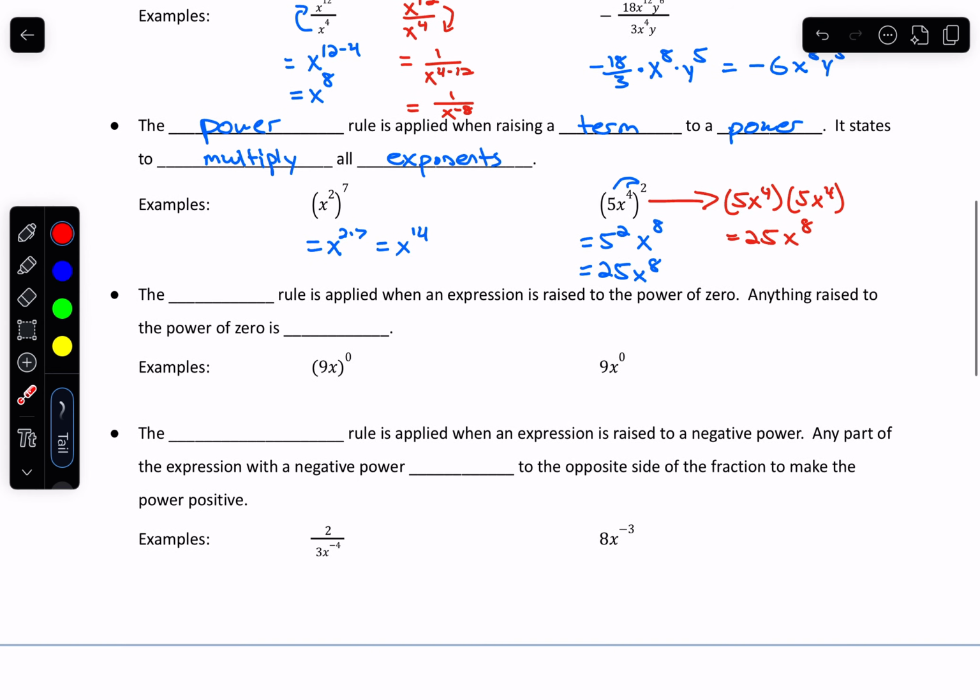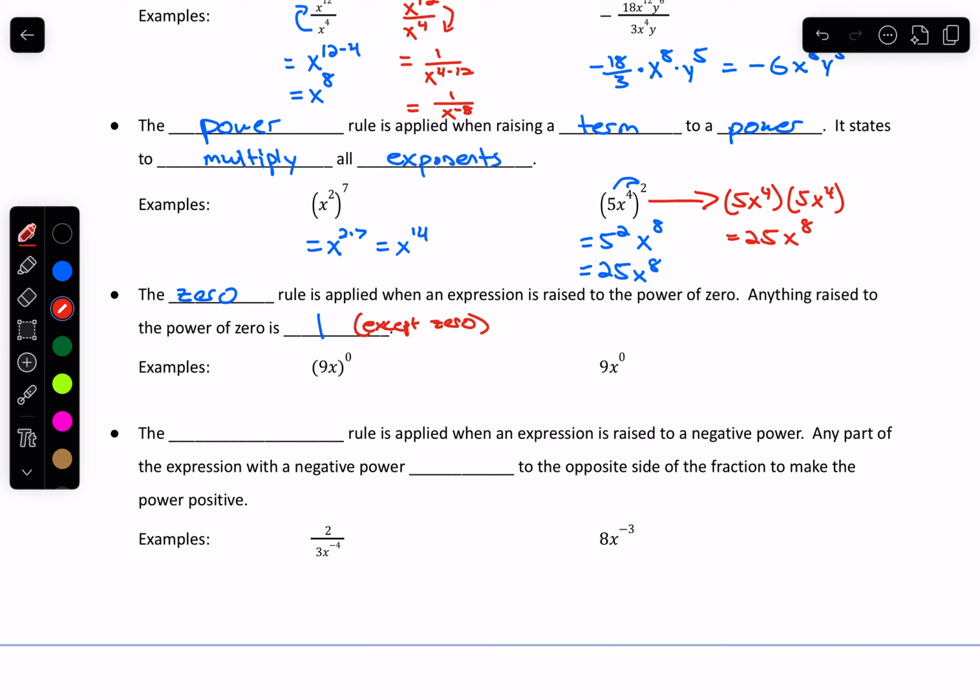All right, the next rule is the easiest rule. This is the 0 rule, and this is applied when an expression is raised to a power of 0. Anything to the power 0 is equal to 1, with one note: except 0. We're not allowed to raise 0 to the power 0, but we are allowed to raise anything else to the power 0, and in all of those cases, we will get 1.